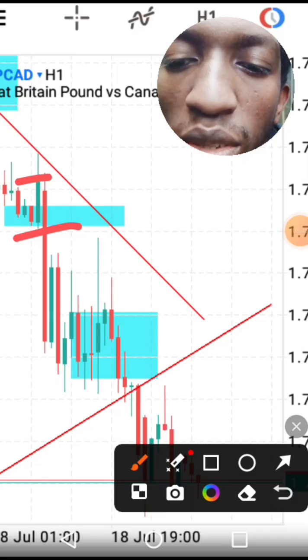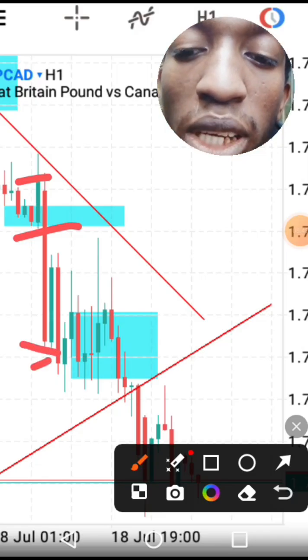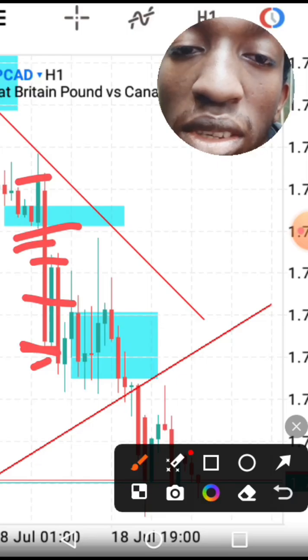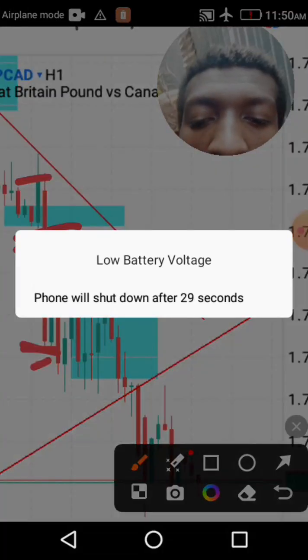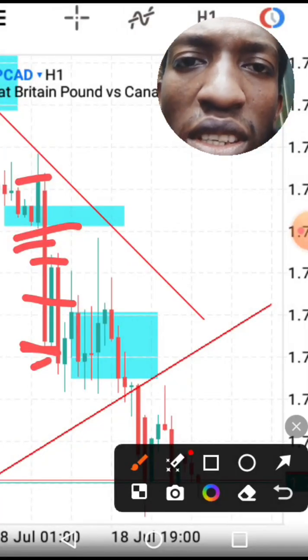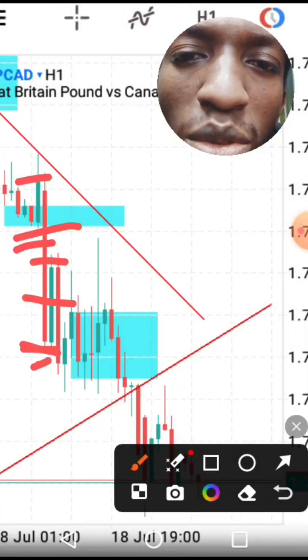Based off of this, your TP3 would be hit down there. You take partials and you put your stop loss to break even. You take partial at TP2, take partial at TP3, your stop loss at break even, don't touch nothing. Okay, don't touch nothing.